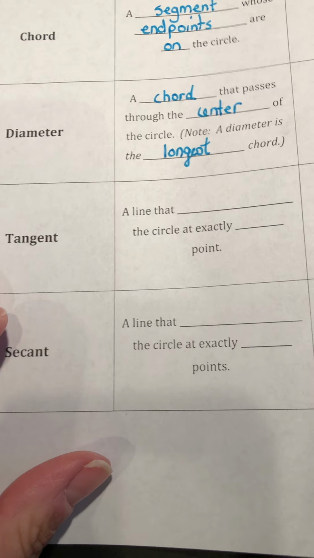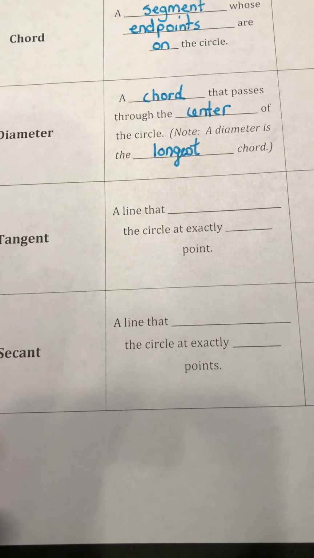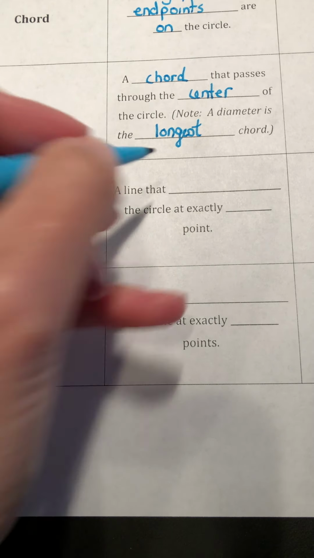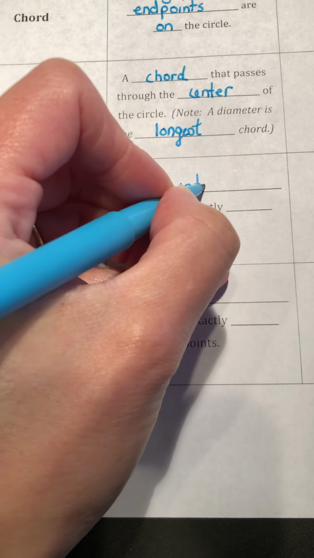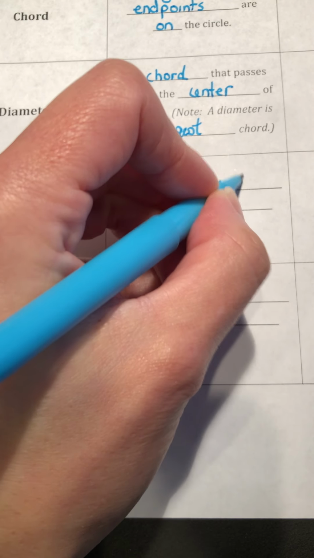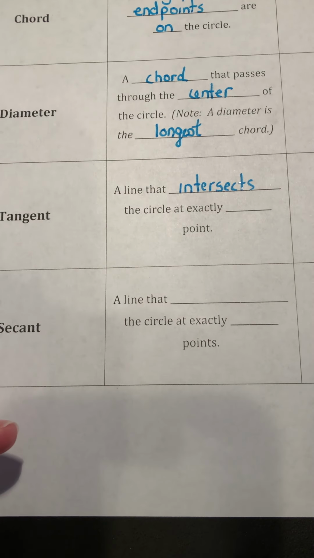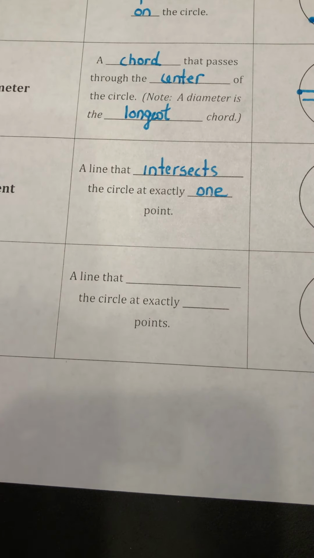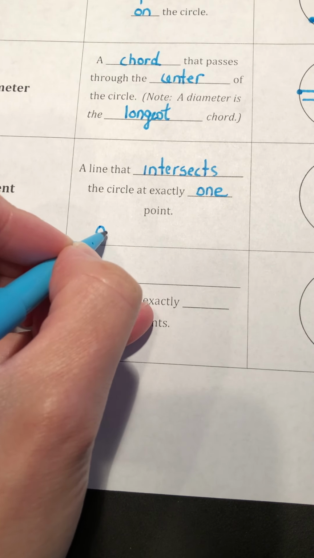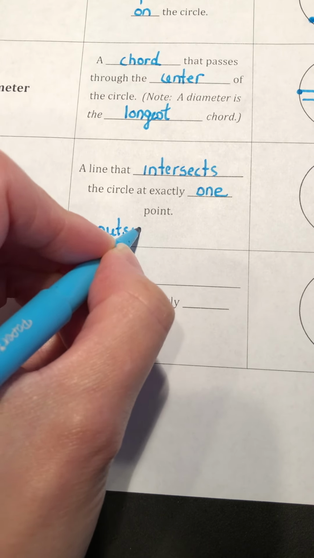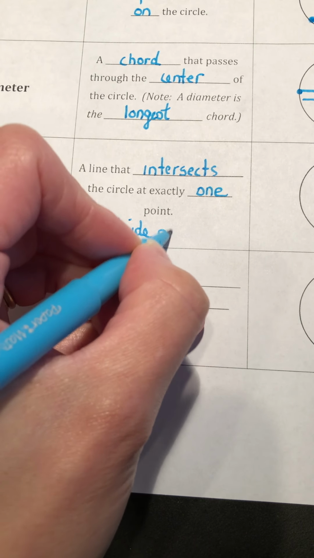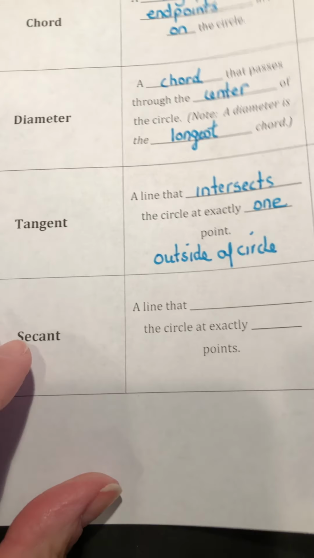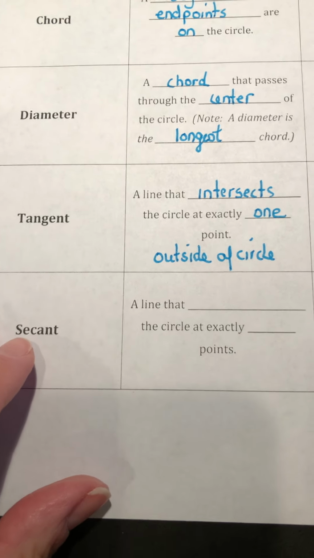Okay, now a tangent line, this is something you may not be familiar with. A tangent line is a line that intersects the circle at exactly one point. And the key thing about the tangent line, it's always going to be on the outside of the circle. So let me give you an example of what a tangent line looks like. And you'll use tangent lines when you get to higher level math, okay?